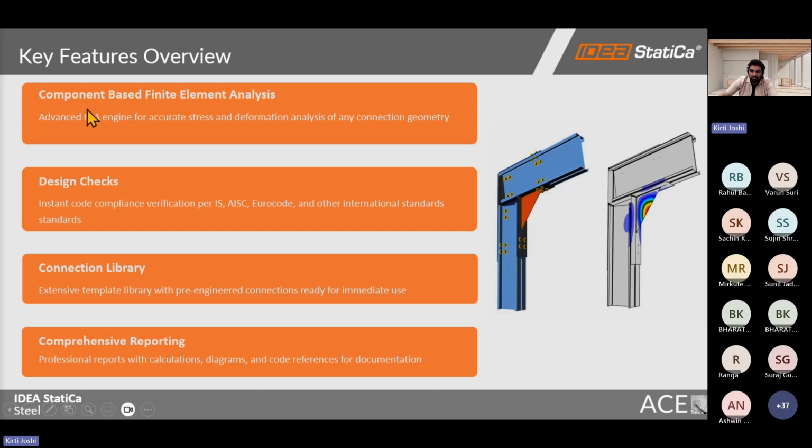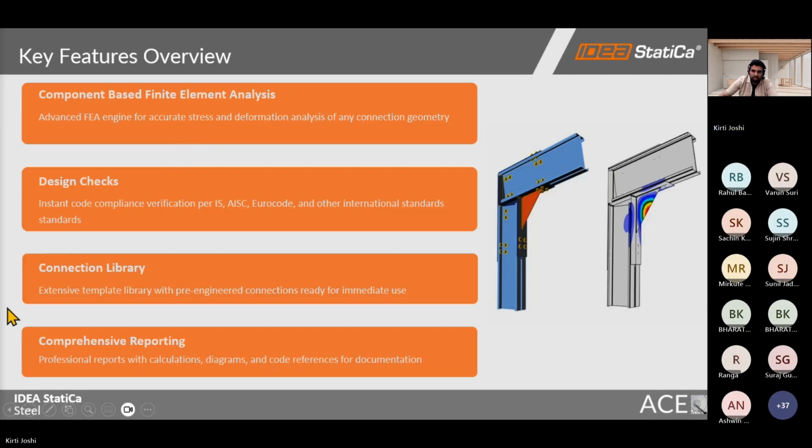Basically, CBFM is the synergy of the component method and the finite element analysis that allows you to model the connection components, whether it may be bolt, weld, or the plates, or it may be the stiffness or other components. And it provides clear information about the behavior of each of the joints or the members used in the connection design.